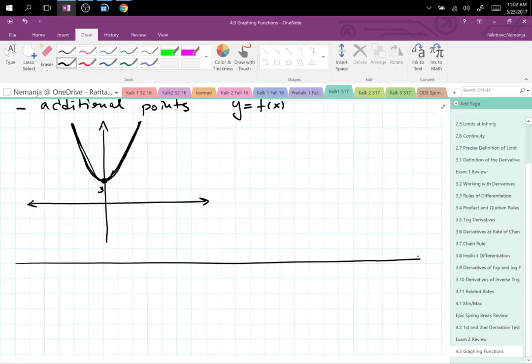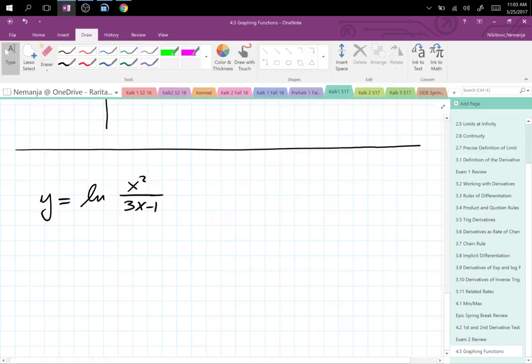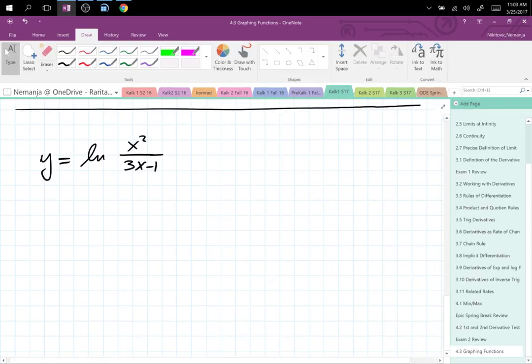All right, so let's see another function. How about, I don't know, ln x squared divided by 3x. All right. So the function is, yes, ln of x squared divided by 3x minus 1. All right, fine. So this is the function. I have no clue how it's going to work out, but it will work out because it has to.